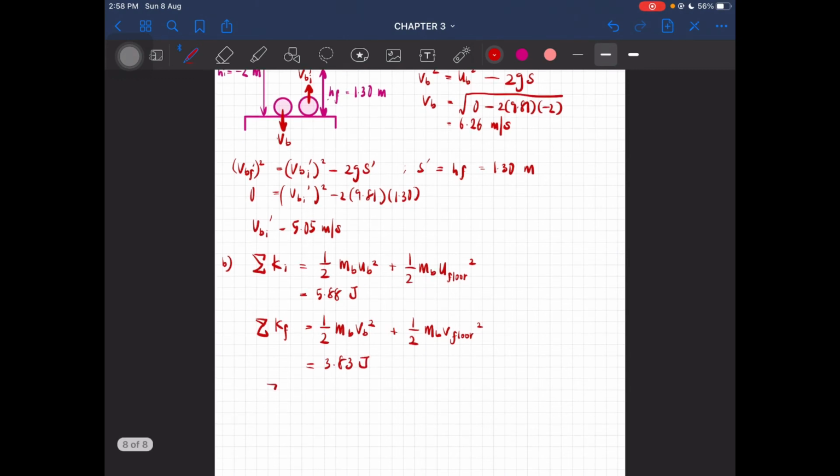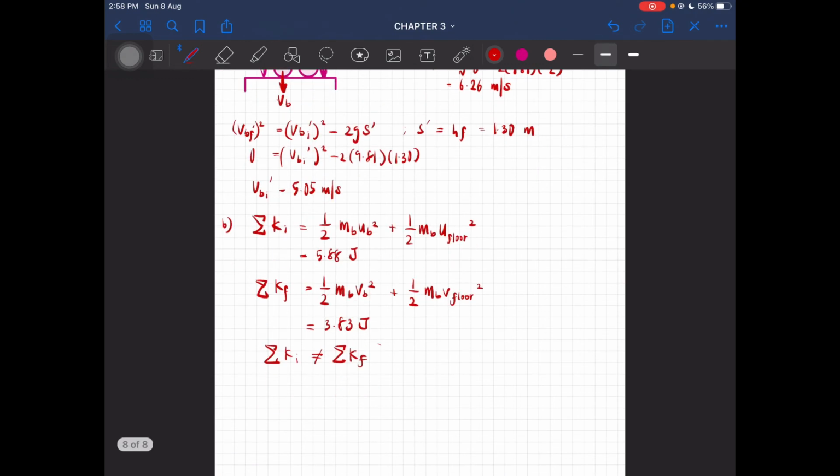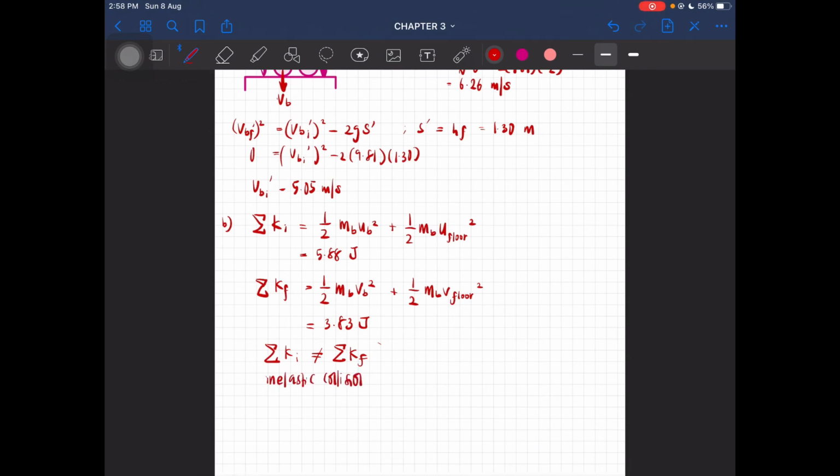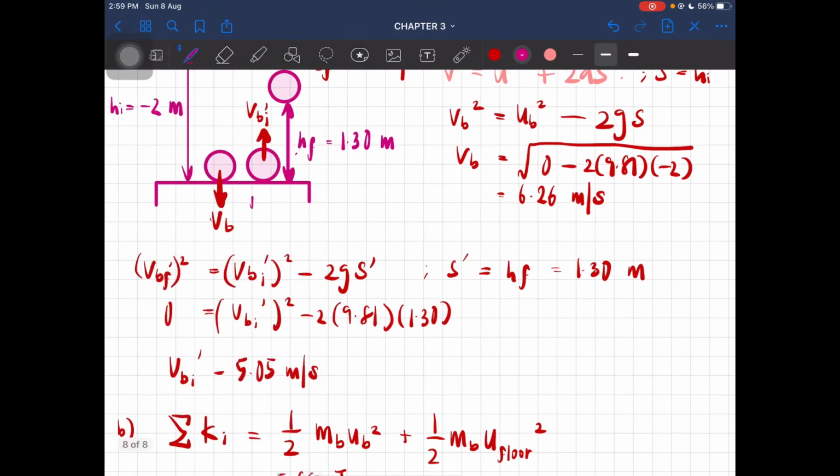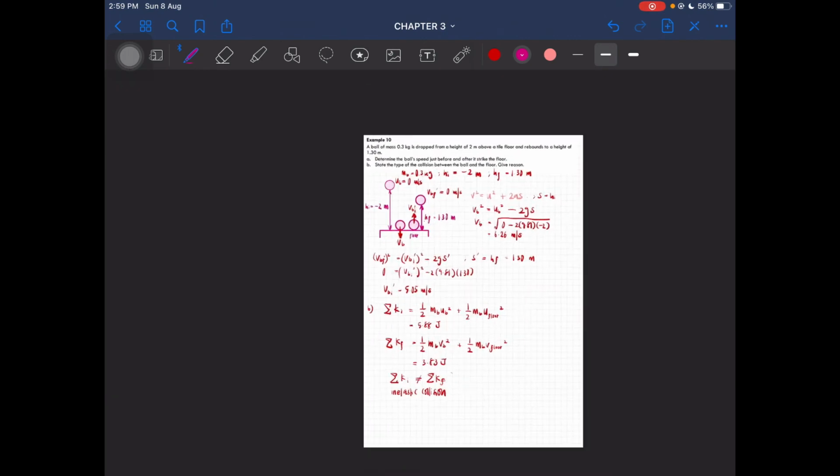From here we can see that the total initial kinetic energy does not equal the total final kinetic energy. So what does that mean? This is an inelastic collision. So the type is inelastic collision.